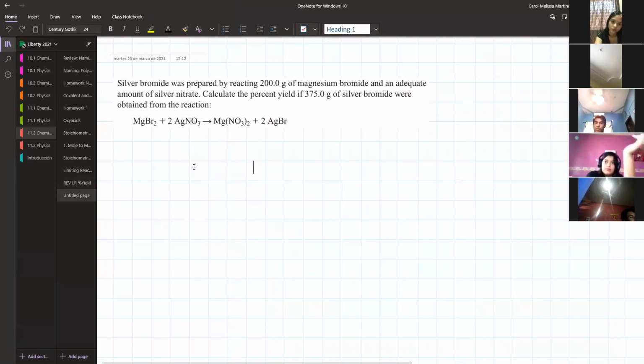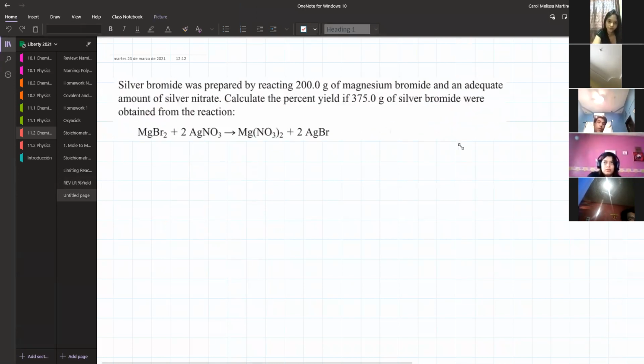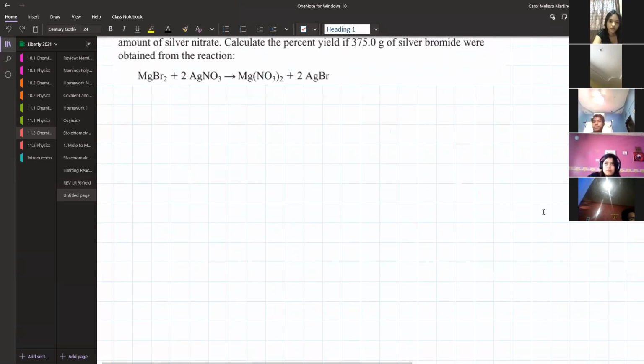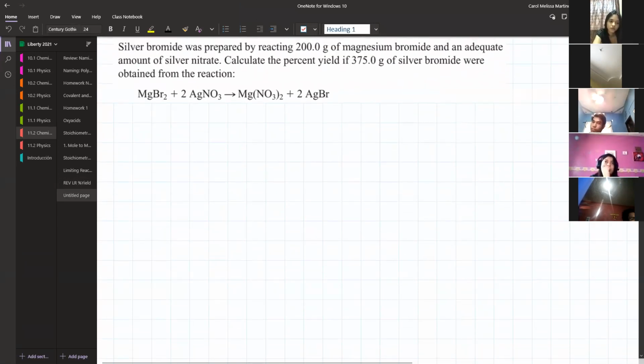Now let's work with this one. It says, silver bromide was prepared by reacting 200 grams of magnesium bromide and an adequate amount of silver nitrate. Calculate the percent yield if 375 grams of silver bromide were obtained from the reaction, and there you go, you have the reaction over there. Okay, so now we need to work with this word problem.